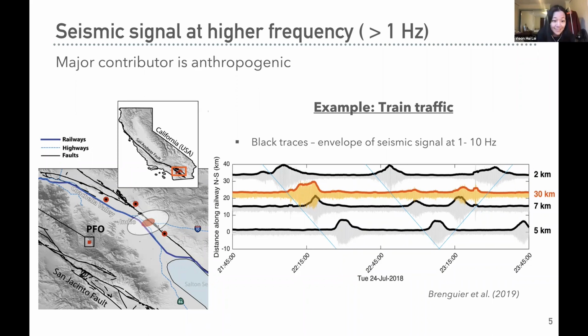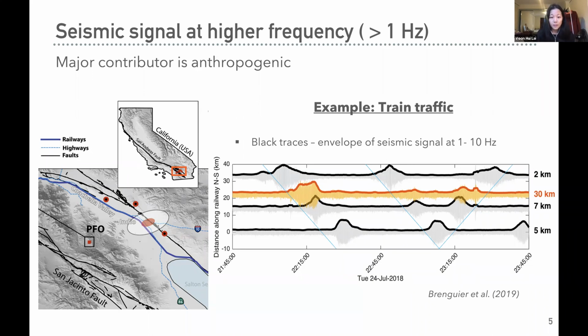Sorry, I can't see my cursor. Okay, the gray traces here. And then outlined in this black envelope, we can trace how the train moves along the track. And the V shape that you see on the plot with 2 different slopes is quite interesting because it means that there are 2 trains that are moving in opposite directions.